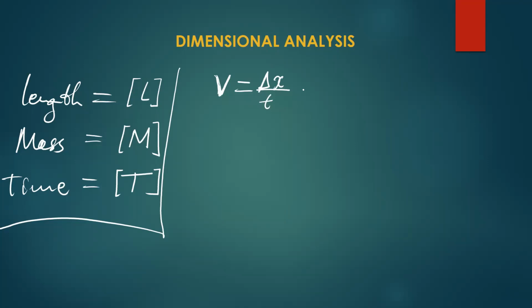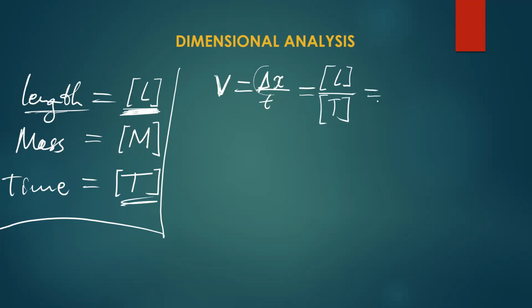We know that the displacement here is simply the change in the distance, in length. So the dimensions for delta x there are simply just the length, because the change in x is simply just the length. So the dimensions for that is simply L. We put L there, and then over it, the dimensions for time is simply capital letter T. So this is what we have.